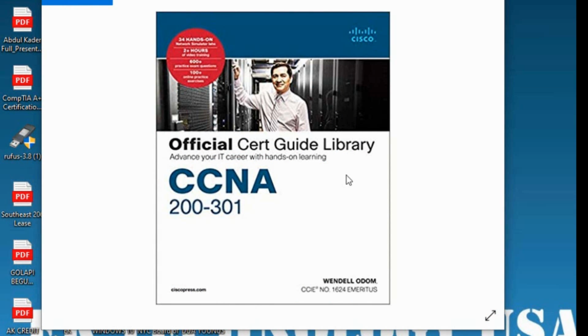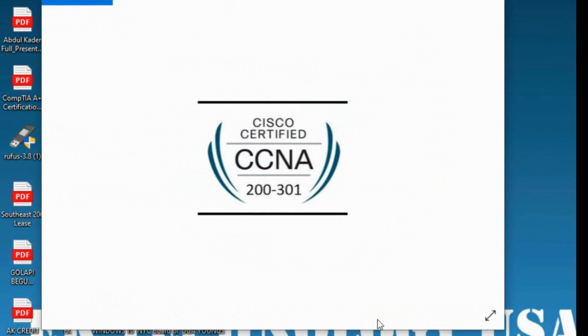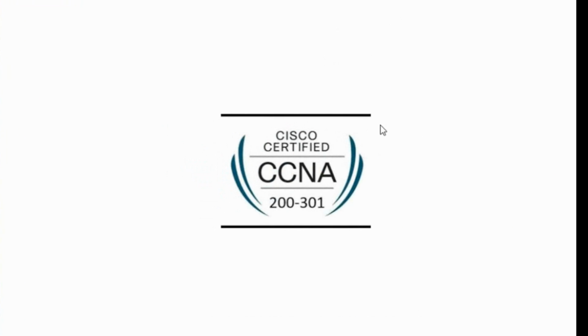Today I'll be covering the official certificate of CCNA 200-301. CCNA, Cisco Certified Network Associate, is an information technology certification from Cisco Systems, at the associate level. It covers all the chapters and also implementing the labs required for your IT career. This is the Cisco Certified CCNA logo, which is 200-301.